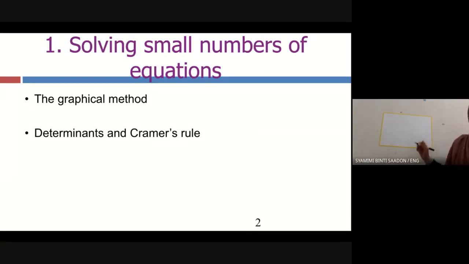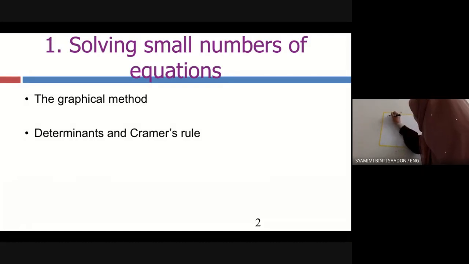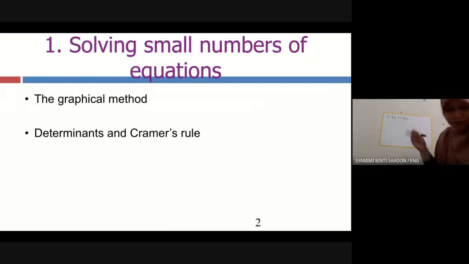So we have 0.3 x1 plus 0.52 x2 plus x3 equals minus 0.01. I'll read it out loud: 0.3 x1 plus 0.52 x2 plus x3 equals minus 0.01.